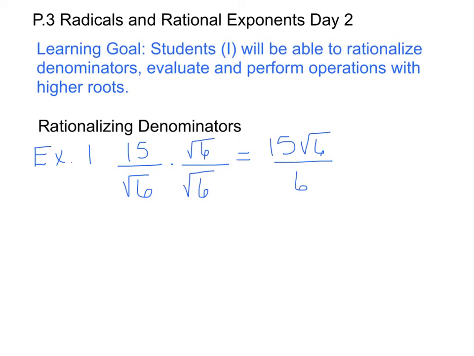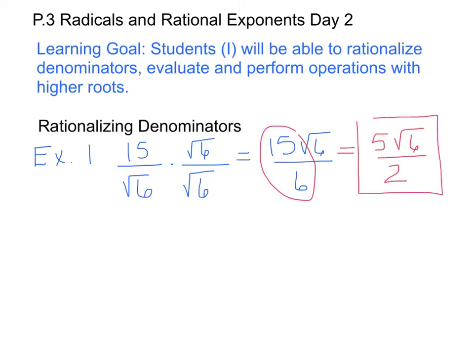Now, if these two numbers can be reduced, you always want to reduce it. So I'm going to divide them both by 3 and get 5 radical 6 over 2. Now, you can't divide what's under the radical, but you can divide what's in front of it. And then you're done. And then we can try another one.